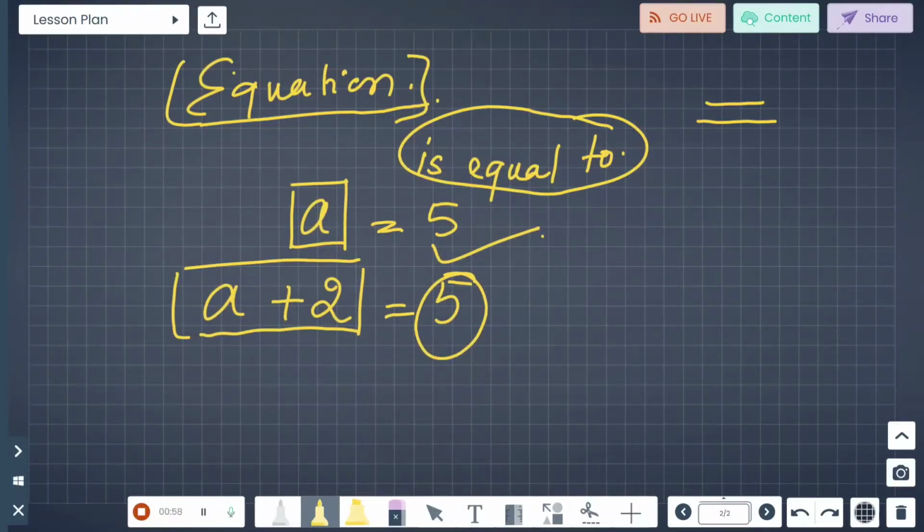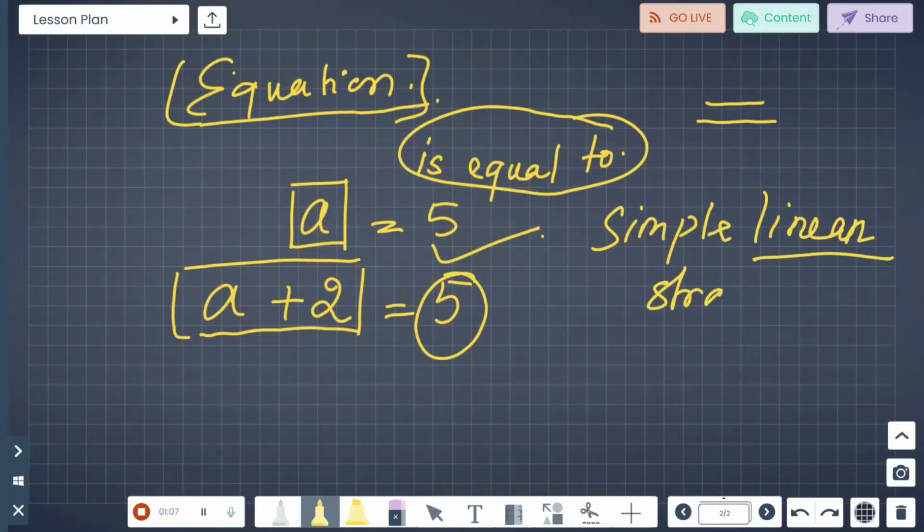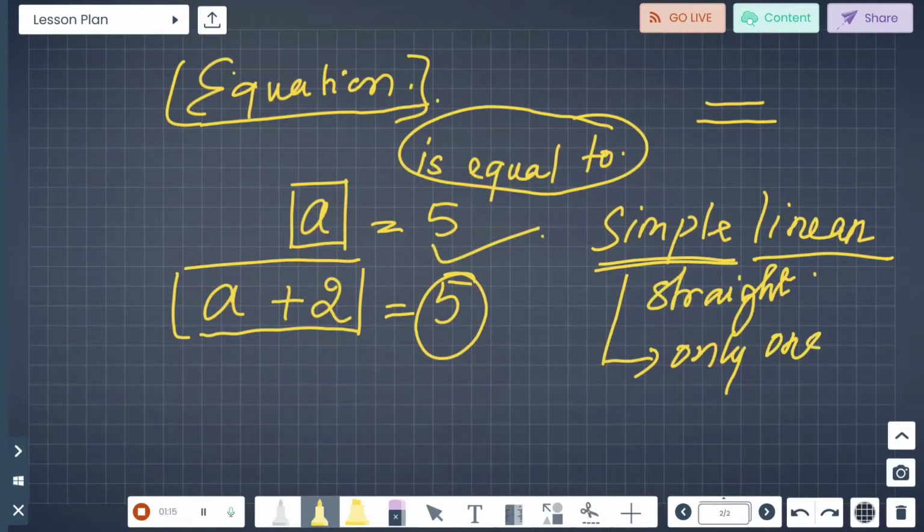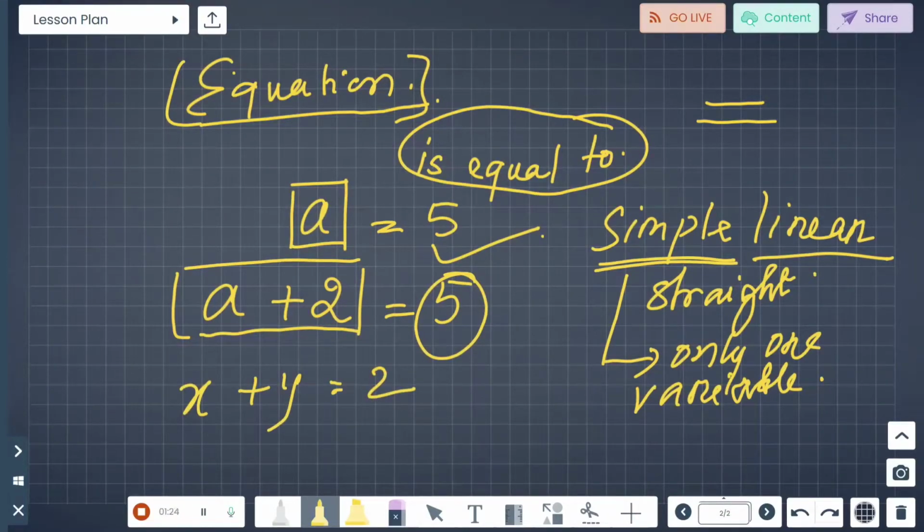And when we are writing a simple linear equation, linear means straight, and simple means only one variable will be used. Only one variable, not more than that. If I use x + y = 2, that doesn't mean it is a simple linear equation. No. Why? Because I am using two variables and we don't know the value of either x or y.